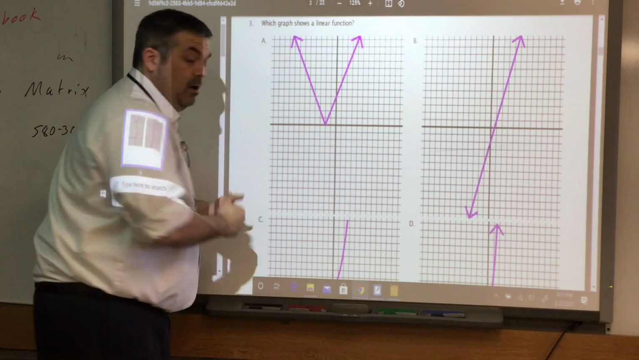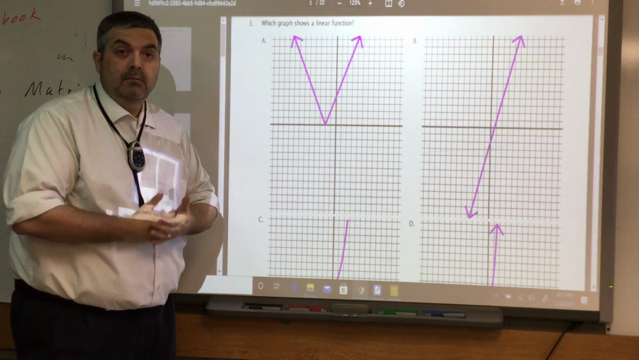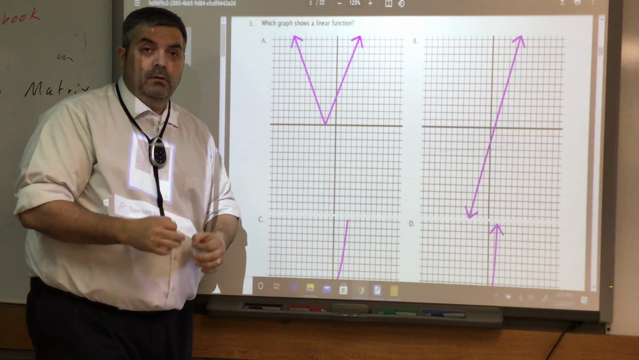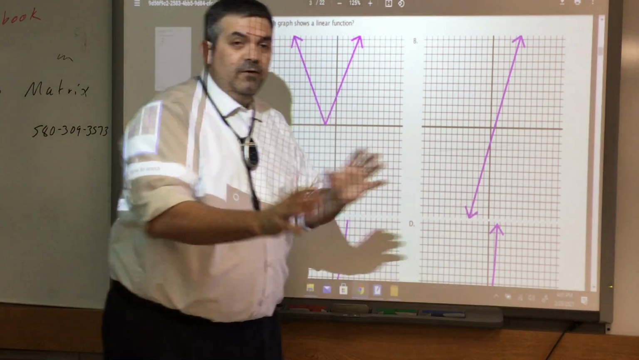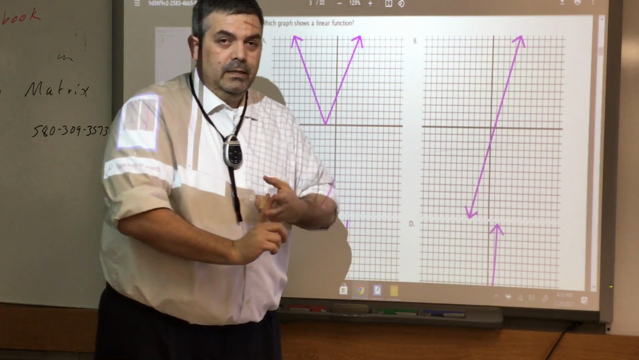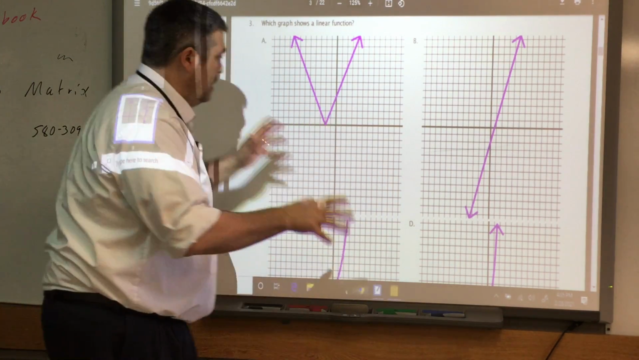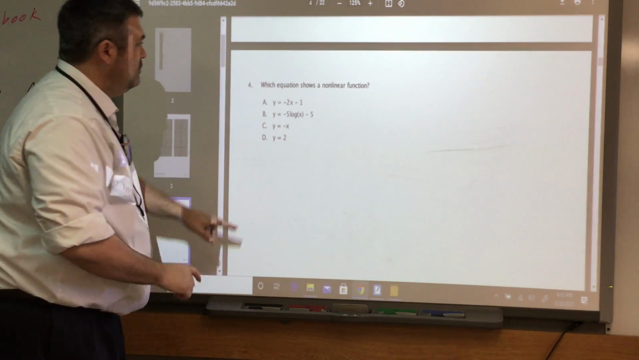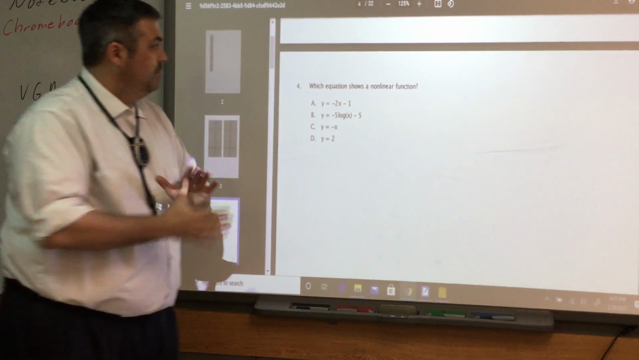The others, although they're functions because they pass the vertical line test, are not linear functions. So you have to be able to recognize the difference between linear and nonlinear in order for this to make a lot of sense. That's the difference that we're looking for.